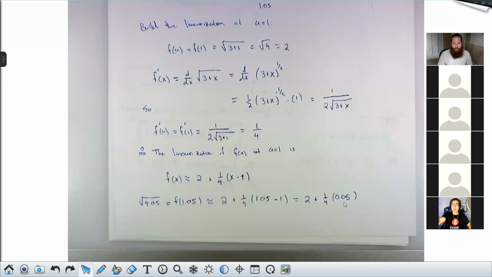Now 1/4 times 0.05, my arithmetic is bad. We could write it as a fraction, but 0.05 divided by 4 as a decimal is 0.0125.